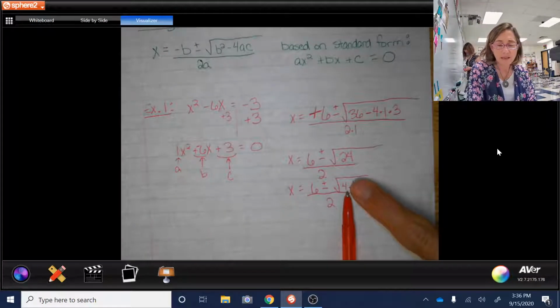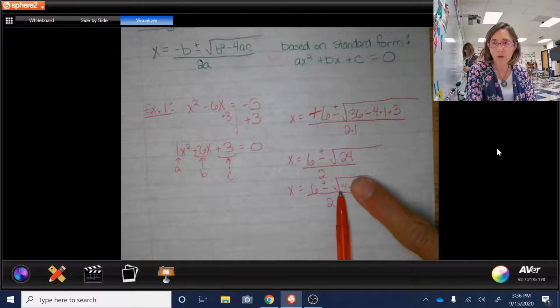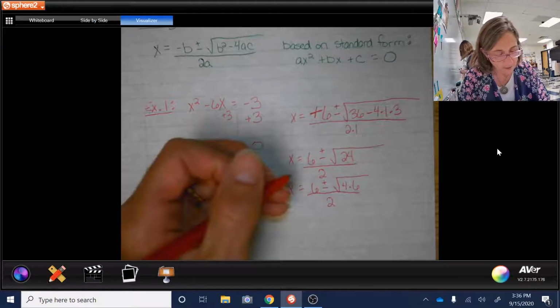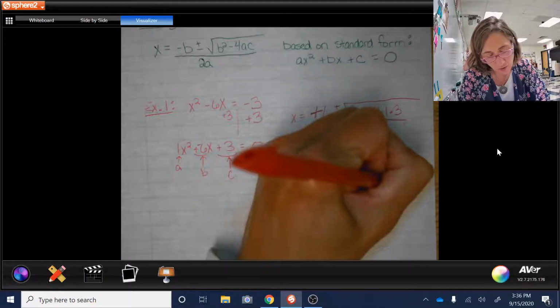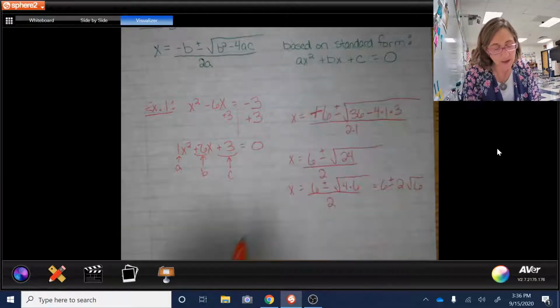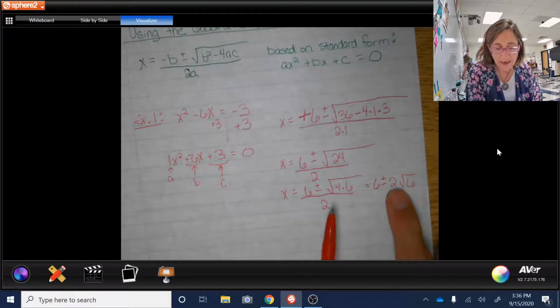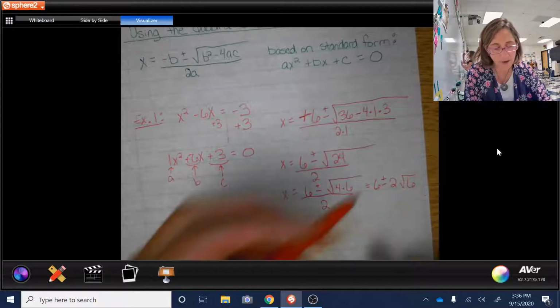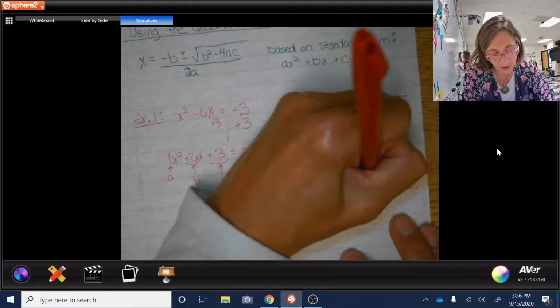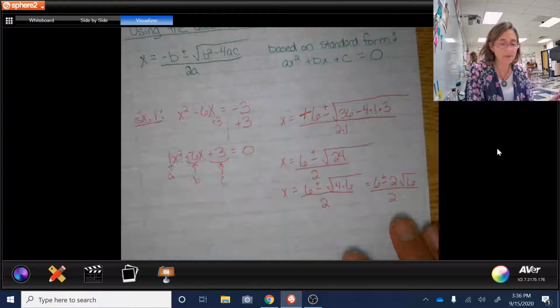If I cover up the 6 part of it, you can square root 4. The square root of 4 is 2. So I can write that as 6 plus or minus 2 radical 6. So this 2 is coming from the 4 getting square rooted right here. The 6 is still stuck inside the radical, and it's all over 2 still.